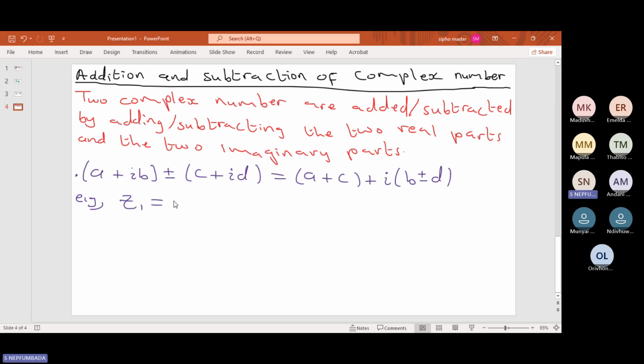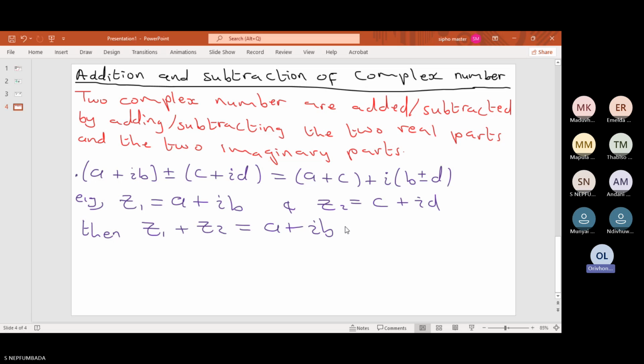Okay, let me start by saying z1 is equals to a plus ib, and z2 is equals to c plus id. So then z1 plus z2 is nothing but going to be equals to a plus ib plus c plus id. So whereby we are going to group those two: a plus c, plus i into b plus d.